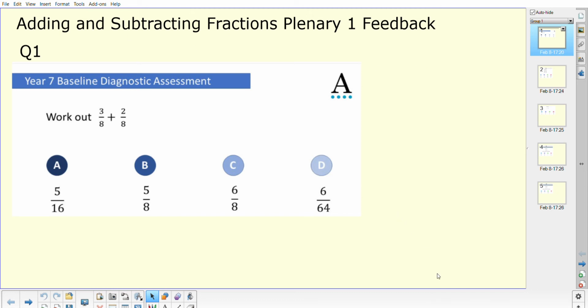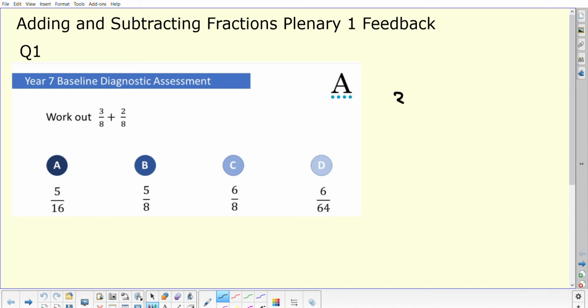So these are the questions that you met in the diagnostic quiz today, adding and subtracting fractions. Plenary 1, this is the feedback from them. In today's lesson, you were learning that if you add or subtract fractions with the same denominator, then all you need to do is just add the top of the fractions, the numerator.